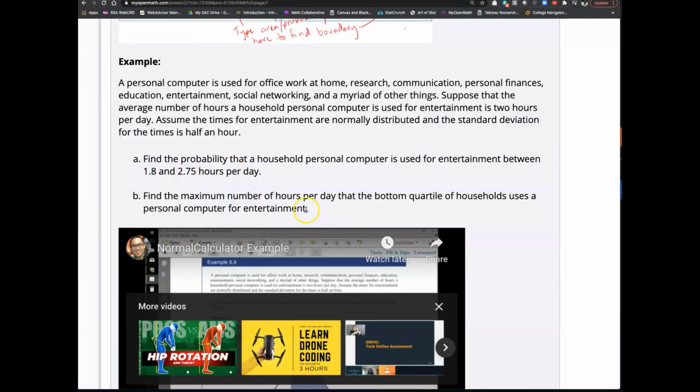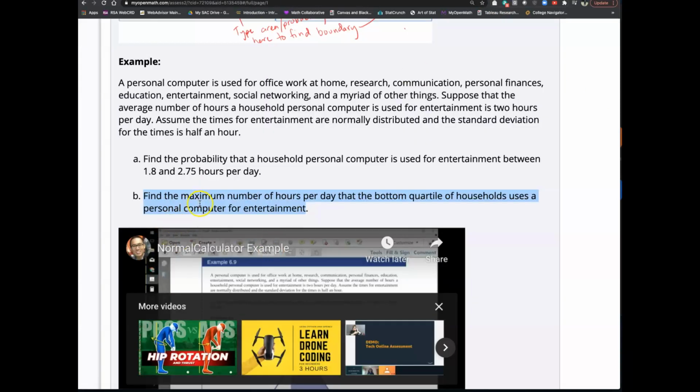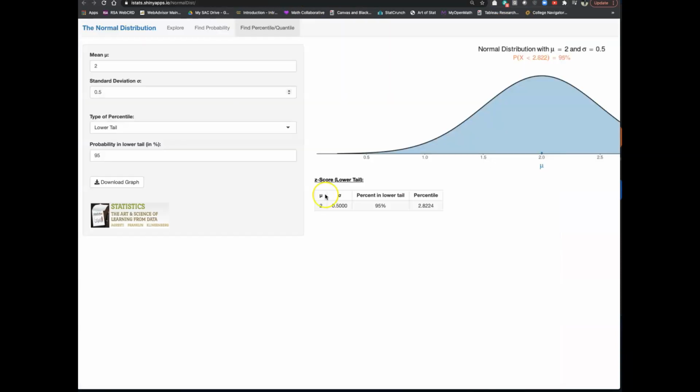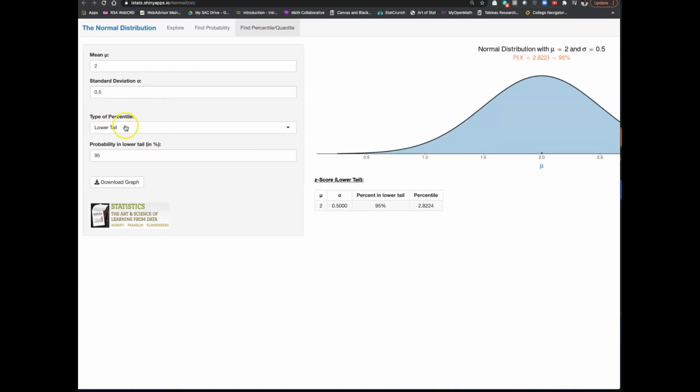To do the second part, we would have to calculate using percentiles. And so you would find percentiles or quartiles in this case. So find the maximum number of hours per day that the bottom quartile of households uses a personal computer. Bottom quartile is referencing the bottom 25%. And so that's what we're looking for. So that would be the lower tail, the bottom 25%, and this is where you put 25.